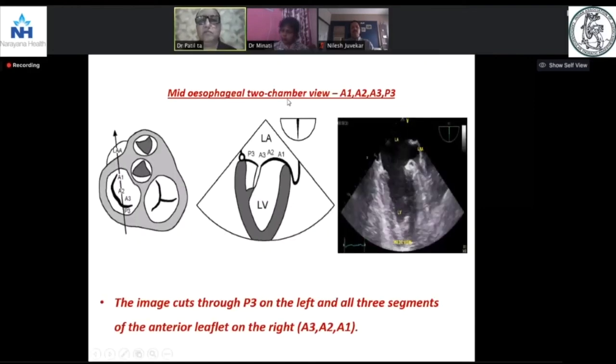Now coming to the mid-esophageal two-chamber view, here the ultrasound beam cuts across the whole of the anterior mitral leaflet and a portion of the posterior mitral leaflet. That is, from right to left, if you want to read the scallops or the segments, it is A1, A2, A3, and the P3 segment. This is the two-chamber view, which is accessed at a 90 degree angle.